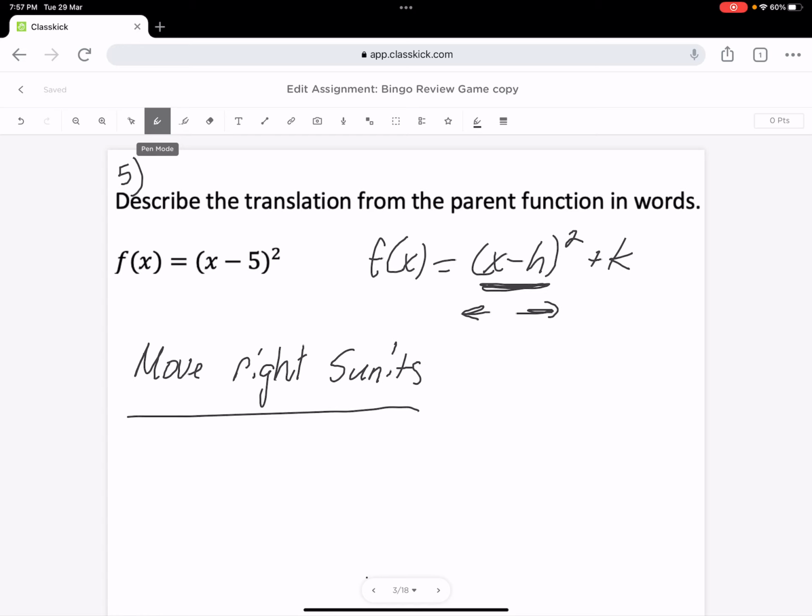Right? That is all you have to write for this problem. There's nothing else you need to write, just that it's moving 5 units to the right. It's not moving up or down at all because there's nothing being added or subtracted outside of that square.